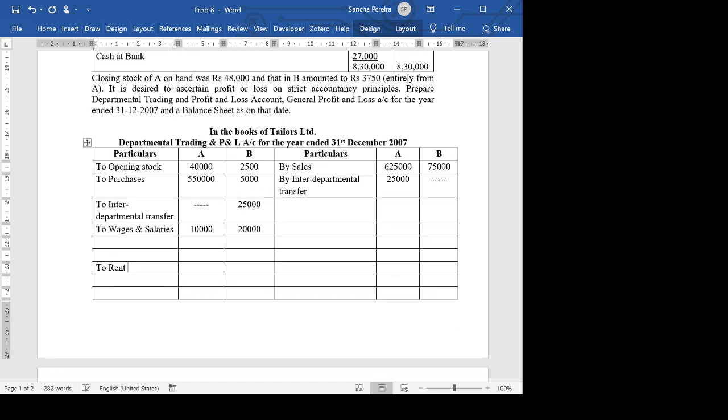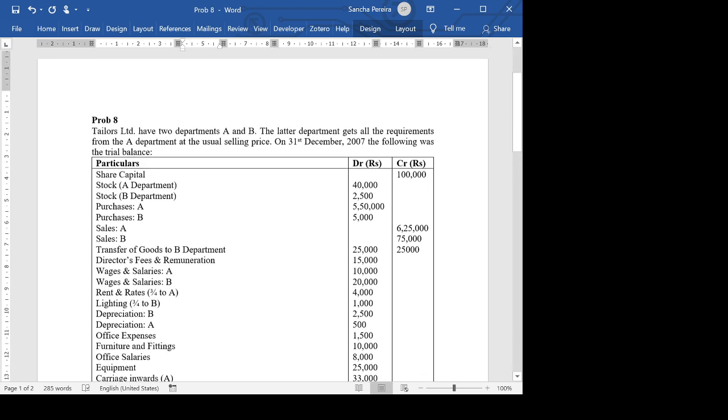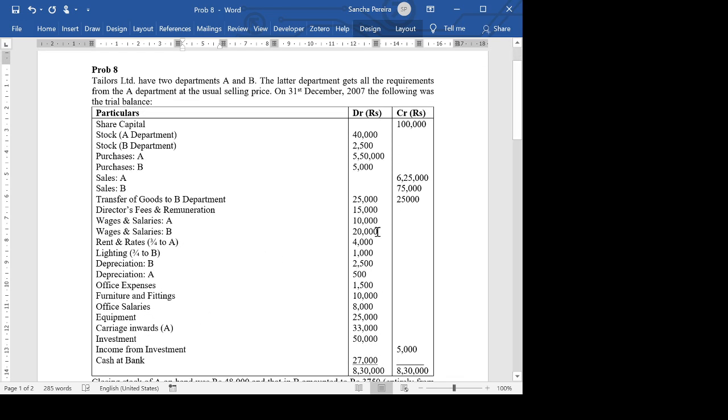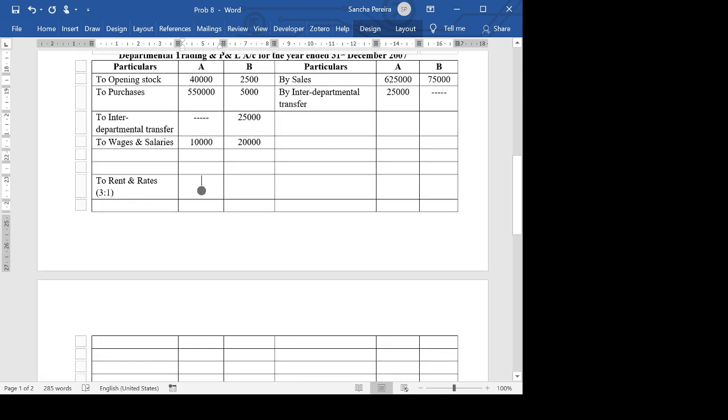To rent and rates, 3 is to 1. So if the total amount is 4,000, 3/4 of 4,000 will be 3,000 and 1/4 will be 1,000. So 3,000 and 1,000.